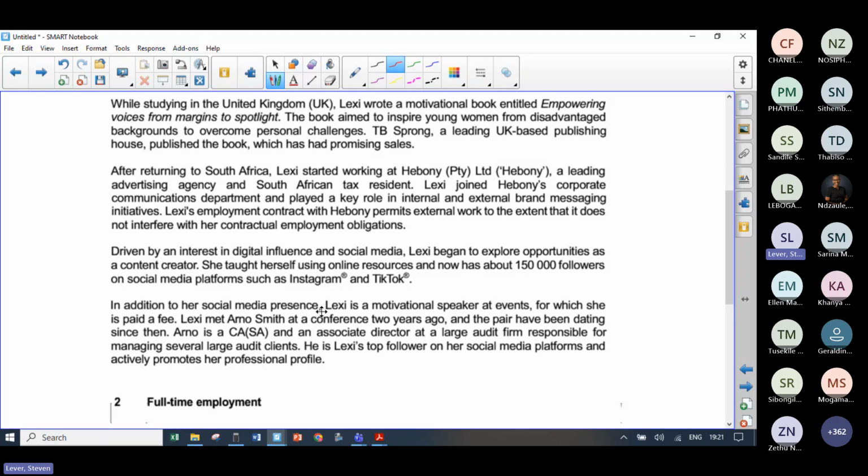In addition to her social media presence, she is a motivational speaker at events for which she's paid a fee. Lexi met Arno Smith at a conference 2 years ago, and the pair have been dating since then. Arno is a CASA and an associate director at a large audit firm responsible for managing several large audit clients. He is Lexi's top follower on her social media platforms and actively promotes her professional profile.